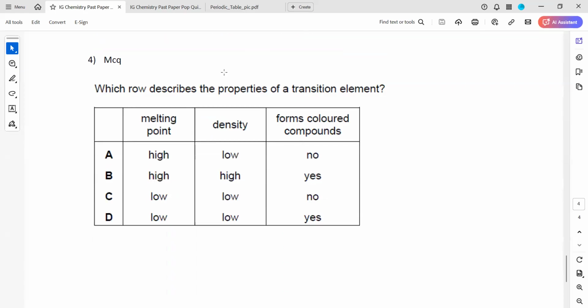Which row describes the properties of the transition metals? Transition metal, melting point high? Yes. Density high? Yes. No, I did not say the answer, I'm saying yes or no. Form a colored compound? Yes. So high melting point, high density, and form colored compounds. So B will be the right answer.